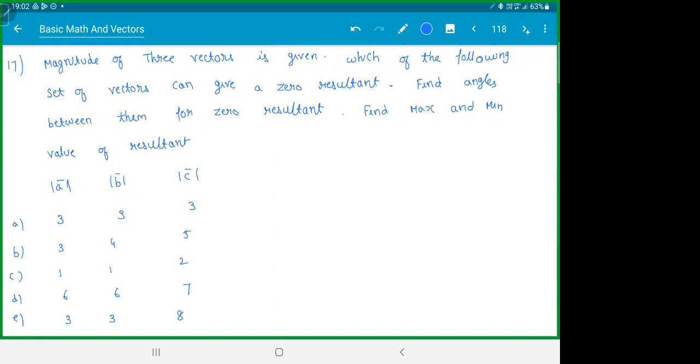So I gave you 5 different sets of forces. My question is, if I have 3 vectors of magnitude 3, 3, 3, you can keep any angle between them. Is it possible for these 3 vectors to cancel out each other completely? If yes, then what is the angle between them, and what are the maximum and minimum values of their resultant? Did you get the question, what I'm asking? Think for a minute, I'll show you one and then you can try the rest.